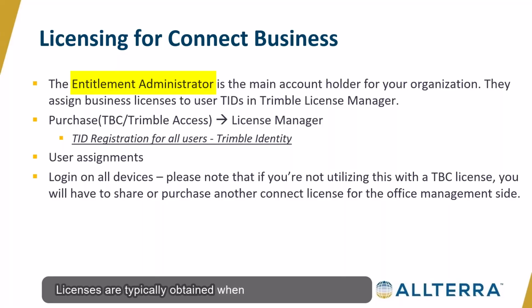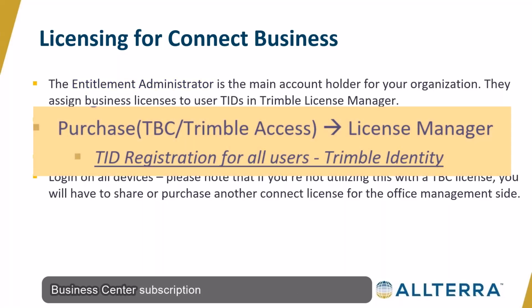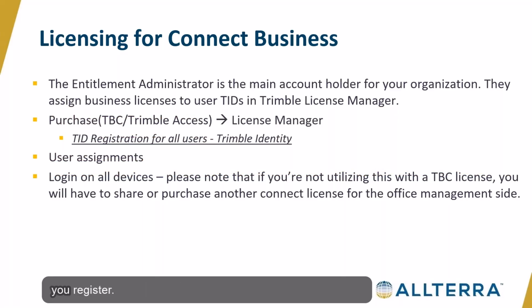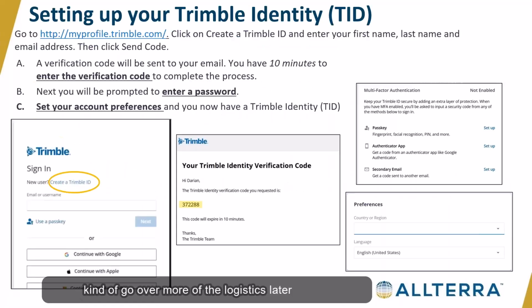Licenses are typically obtained when you purchase Trimble Business Center or Trimble Access. Trimble Business Center subscription and Trimble Access license altogether comes with a Trimble Connect business license if you register. If you're not using a TBC license, you'll need to either share an existing license or purchase an additional Connect license for office use. Whoever we assign those licenses to in our virtual warehouse system is who will be able to see those licenses in their license manager.